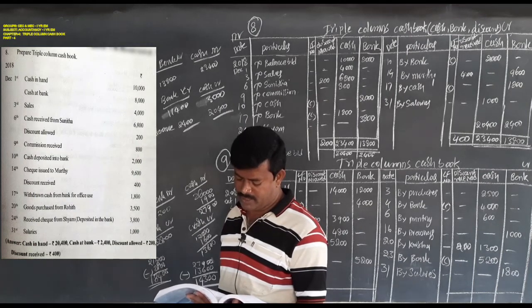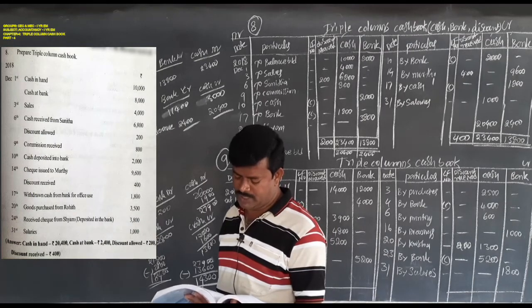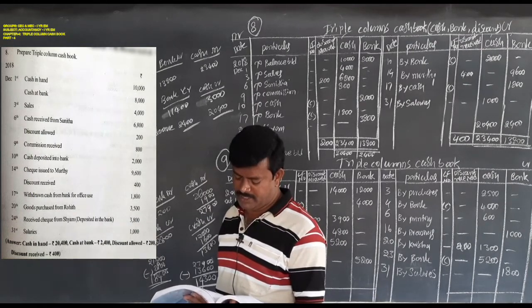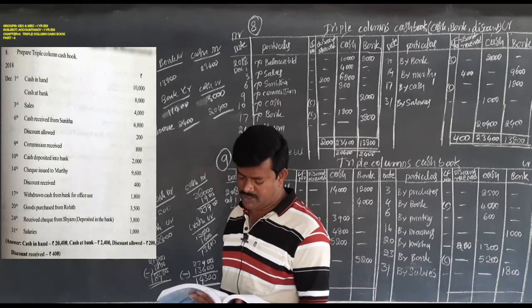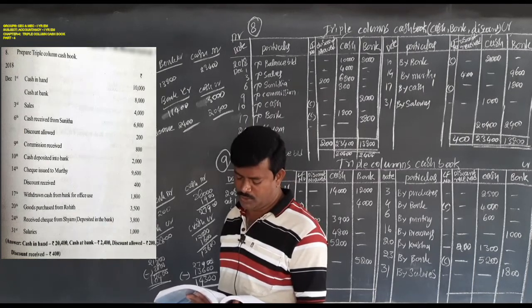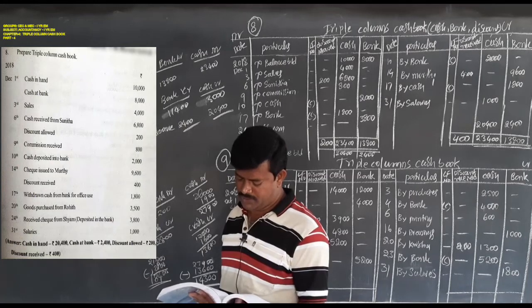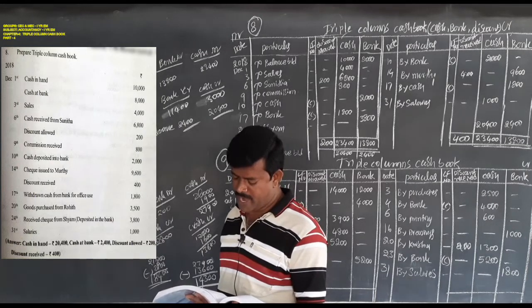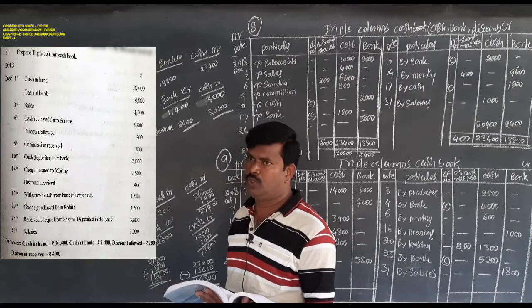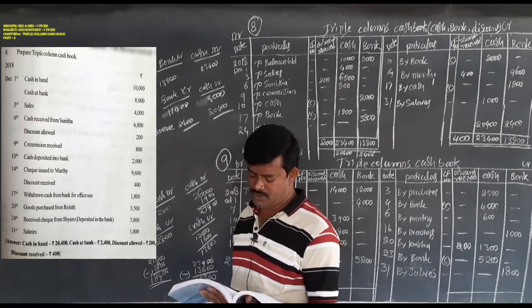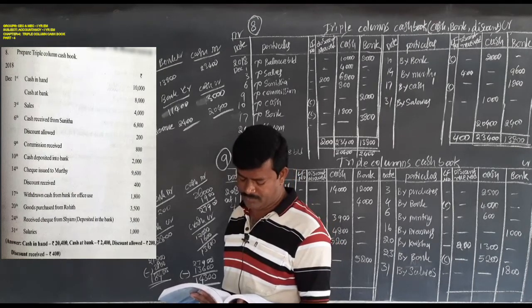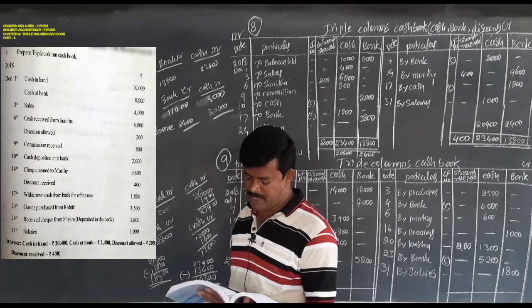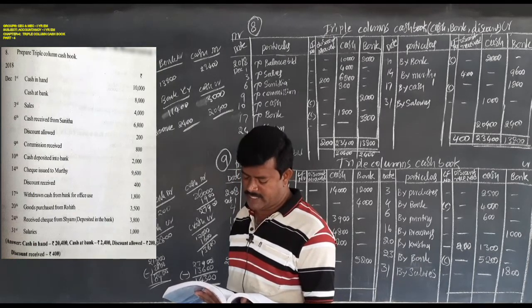Withdraw cash per bank for office use, it is also contra entry, debit side in cash column amount, credit side in bank column amount. Goods purchased from Rohit, it is credit transaction, no need to take into account. Received check from Sham, deposited into bank the same day, there is no need to write contra entry, so simply debit side to Sham, amount in bank column. Salaries is payment and credit side cash column.